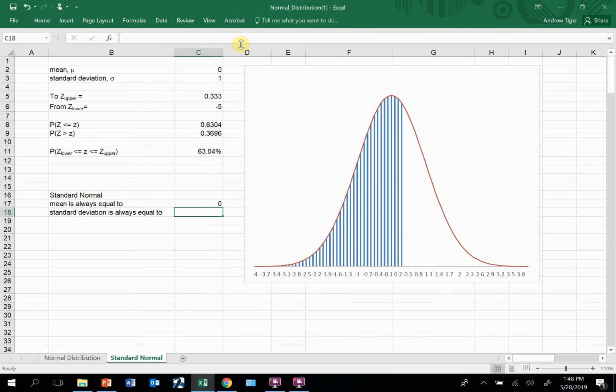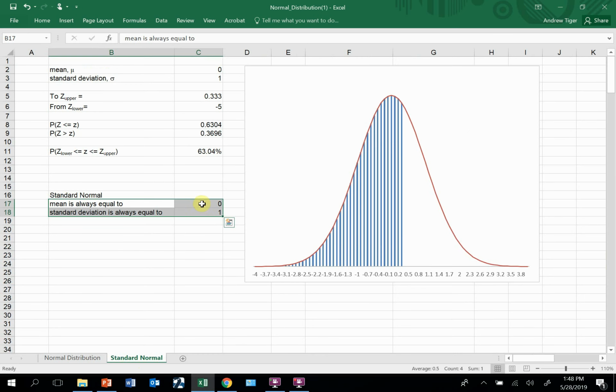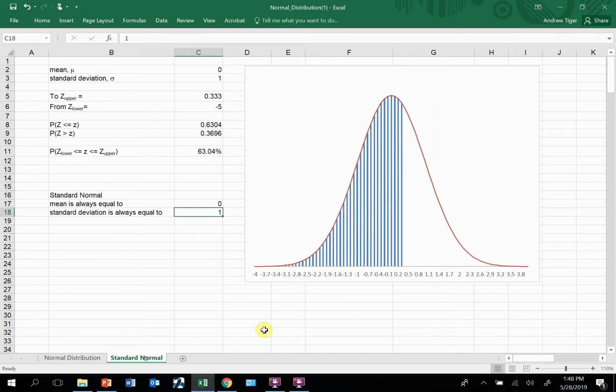That's always true on a standard normal. A normal distribution can have any mean value and any non-negative standard deviation. The standard normal always has 0 as the mean and the standard deviation is always 1. And so when you solve this problem, you're at the same time solving this problem. Hopefully that adds some more color to the normal distribution and the standard normal. Thanks.